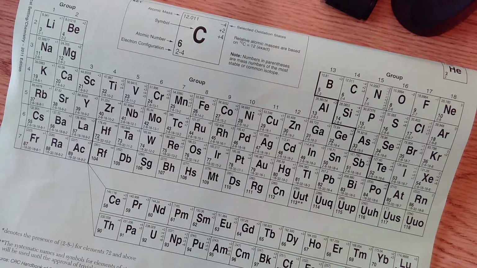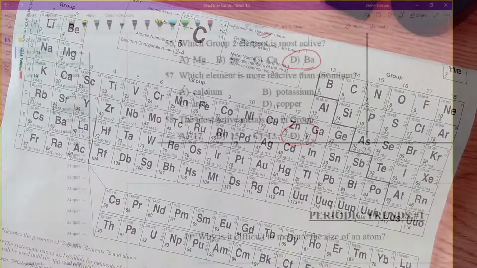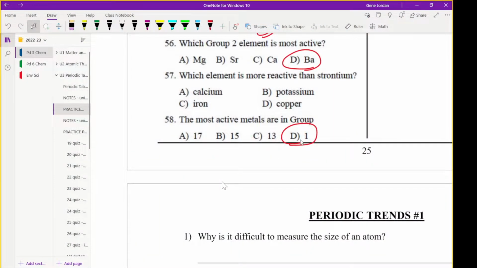Where was I at? Right here. Good. The most active metals are in group 1. Whoops, sorry. The most active, this 58. Oh, I didn't have to do 58. I was supposed to do 57. I worked all the way around it.